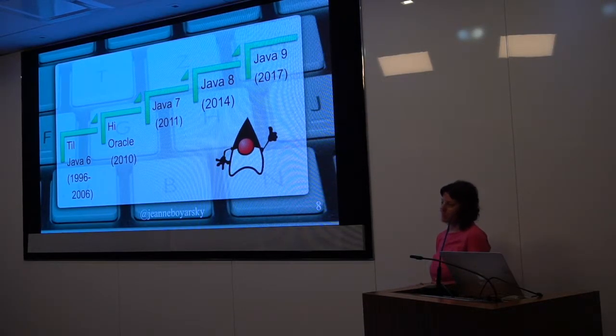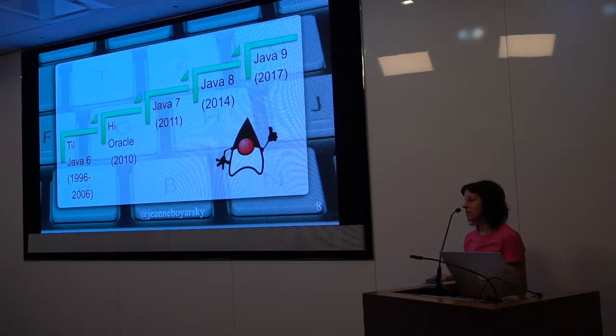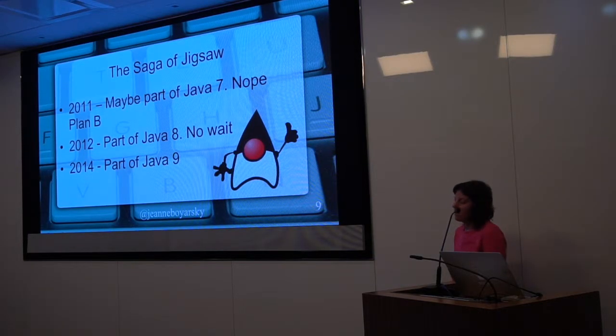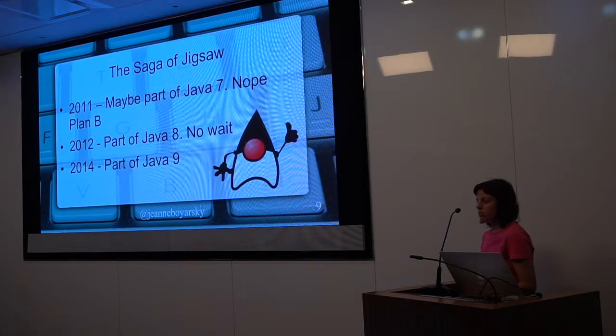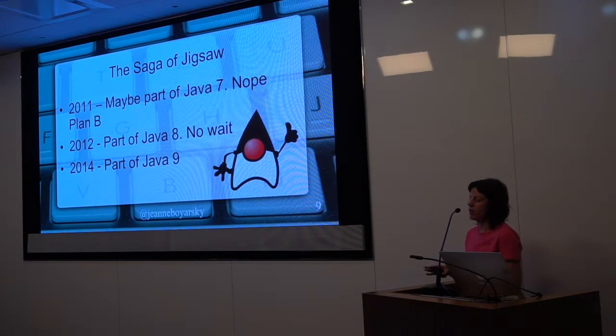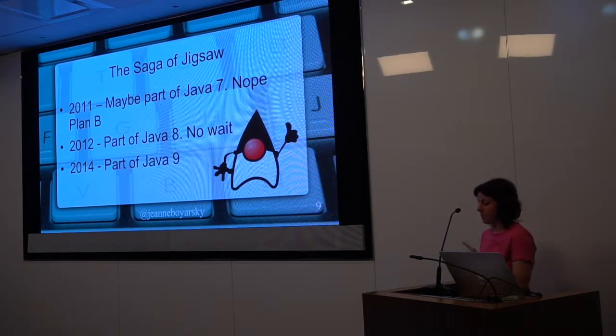However, that was not what Oracle was planning on doing. They were planning on doing them more frequently, which meant the release schedule was sort of like, well, when it comes out, there'll be a release. Jigsaw is the classic example of that. At first, Jigsaw was, well, maybe it'll be in Java 7. No, we'll go with Plan B and put it in Java 8. It's nowhere near ready. That's definitely true. It was nowhere near ready in 2011.